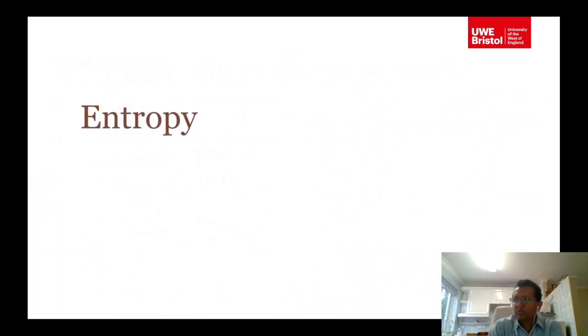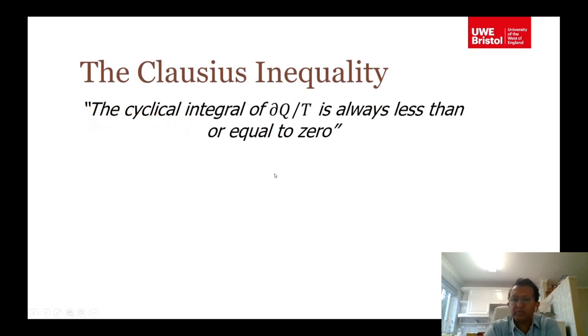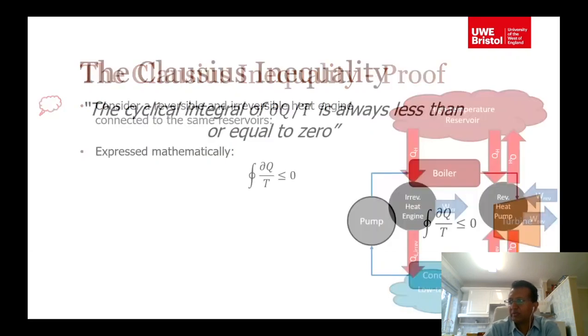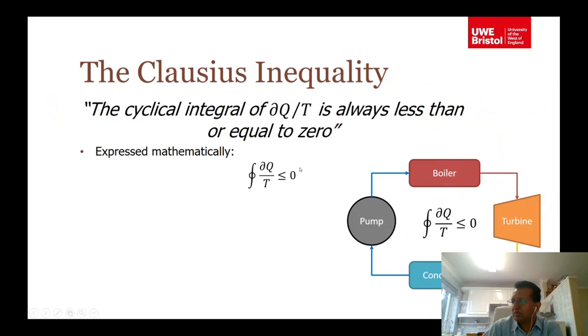Then you have what you call entropy. Entropy is the cyclic integral of delta Q over T, and that has to be less than or equal to 0. So you integrate Q over T around the cycle. You apply it to the boiler, the turbine, the condenser, and the pump. When you add them together, you will always get a value less than or equal to 0.